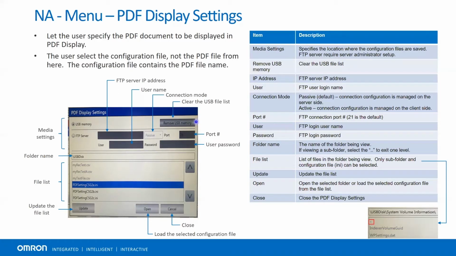Remove USB memory clears the USB file list. The folder name is the name of the folder being viewed. If they're viewing a subfolder, you can select the double dot to exit up one level. File list, list of files in the folder being viewed. Only subfolders and configuration files can be selected. Update the file list. Open the selected folder or load the selected configuration file from the file list. Close the PDF display setting.